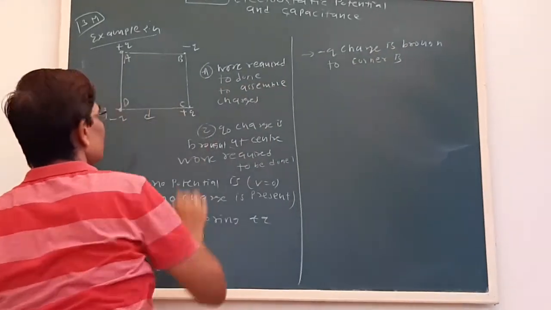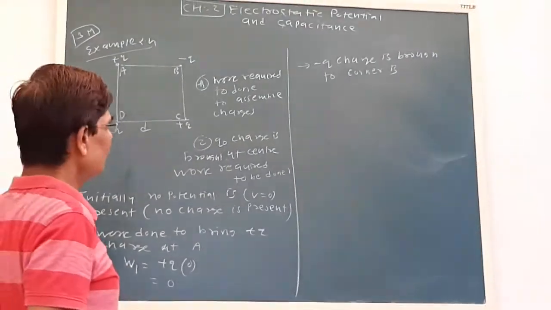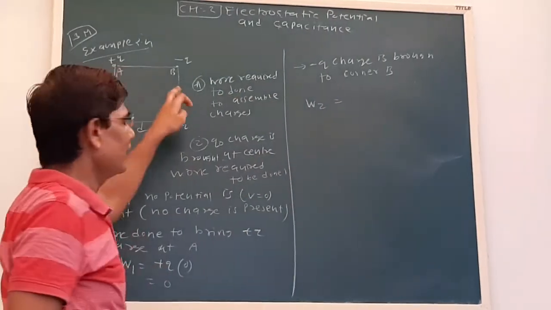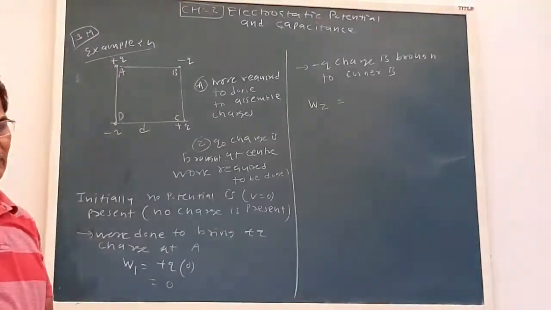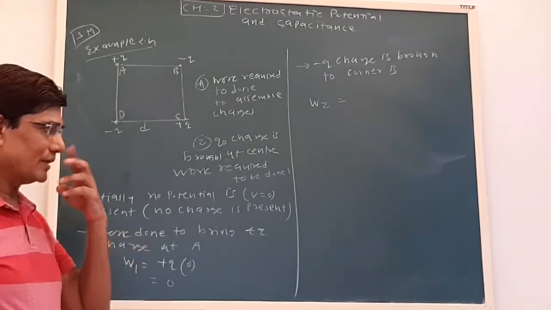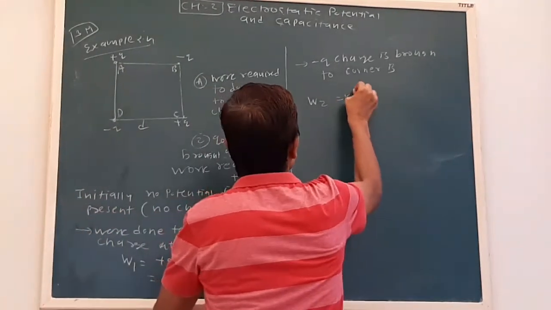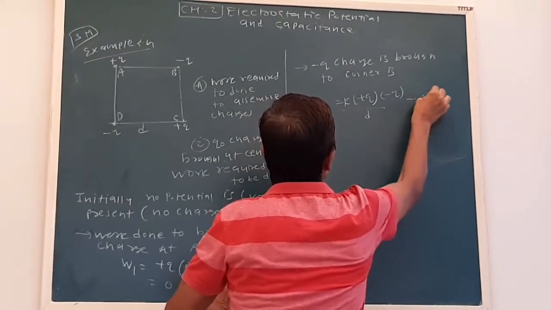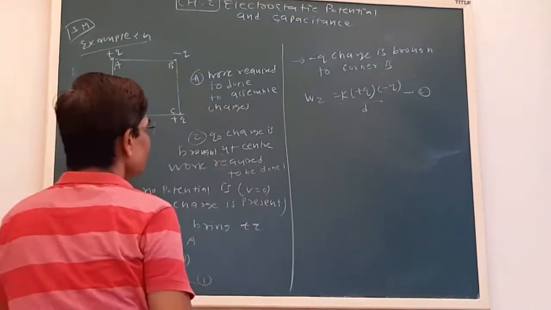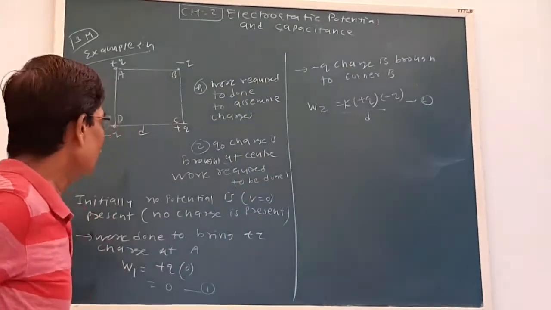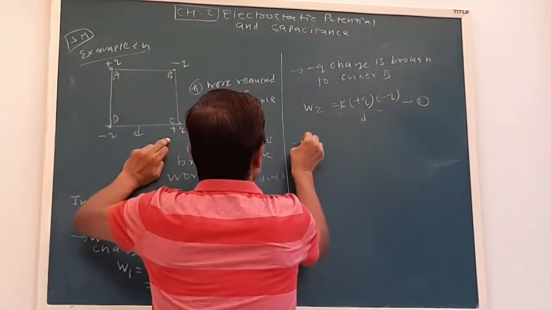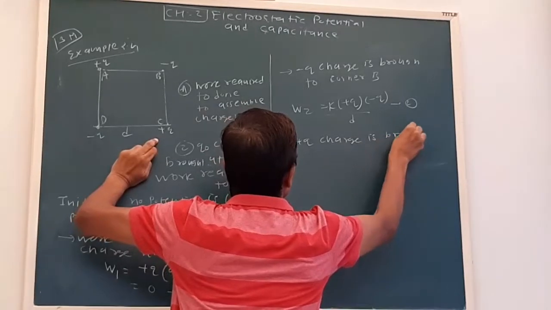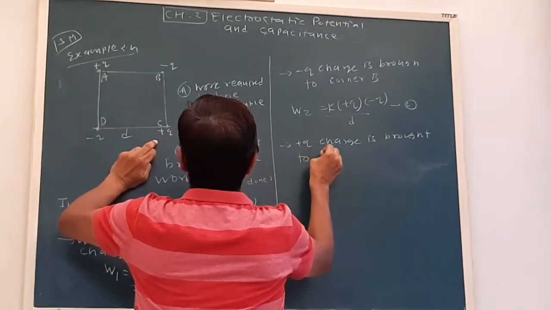Now see, given that D is the length of the side of the square. Now see the work done W2. What do we have? We have the potential energy of a system of two charges. So that will be K plus Q minus Q upon D. Now let us say this was equation number 1, this is equation 2. Now next, plus Q charge is brought to point C.